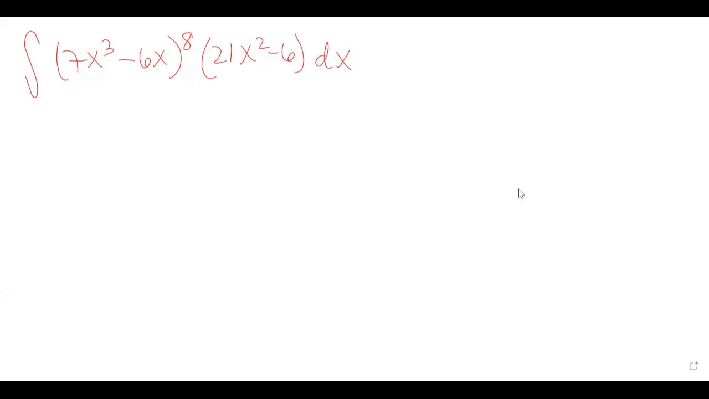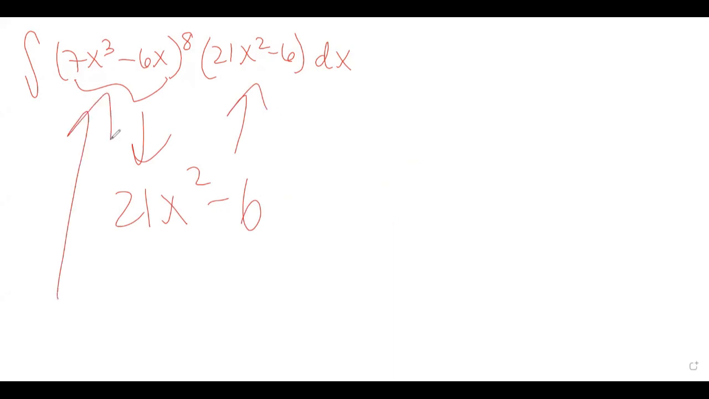Okay, so let's do a lot of integrals that look like this here. And why don't we use the method called u-substitution? So here's the idea. If you observe the problem here, you'll notice that the derivative of that is like 21x squared minus 6, which you can see up there. That indicates that this is what you should let u equal.